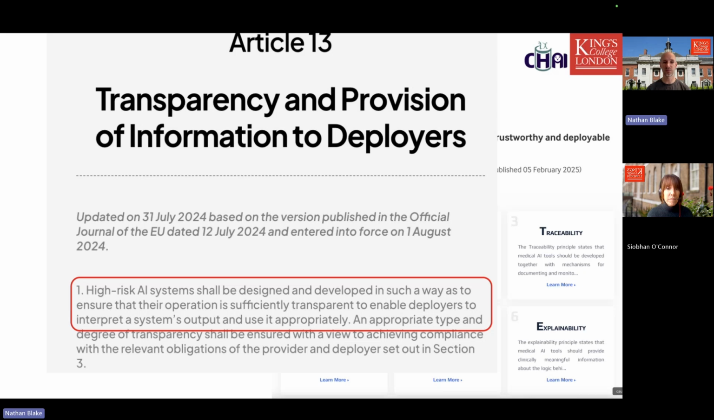They say that these systems should be designed and developed to ensure sufficient transparency. So you can always see the different words that they're using: sufficiently transparent and allowing interpretability of a system's outputs. Like I say, this is just one example of the regulatory demands for some kind of transparency or explainability, but there are many others.